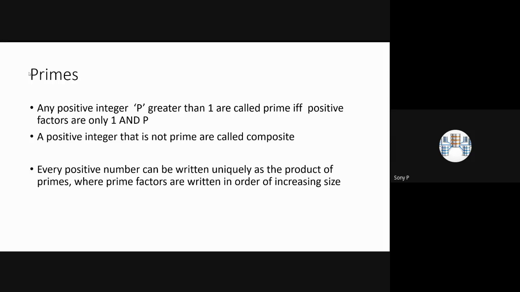The 7 has only the factors 1 and 7. A positive integer which is not prime is called composite. Every positive number can be written uniquely as the product of primes, where the prime factors are written in the order of increasing size. This is a very important rule in cryptography. Every positive integer can be written uniquely as the product of primes.